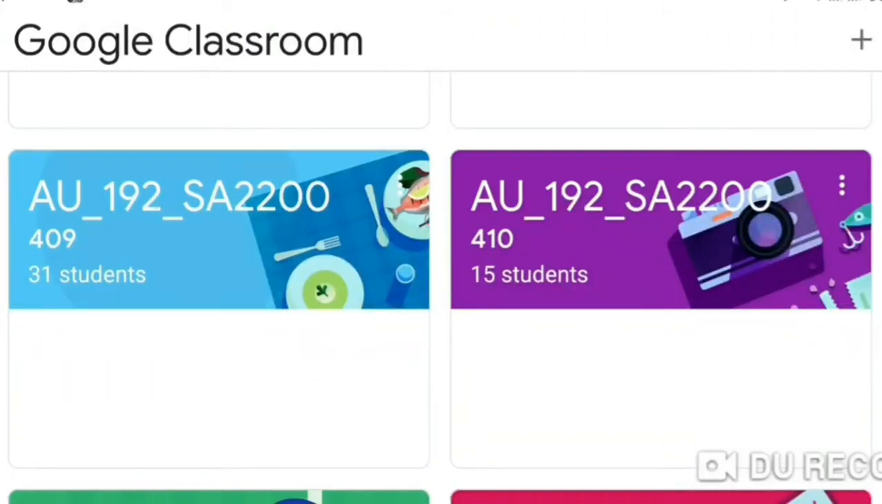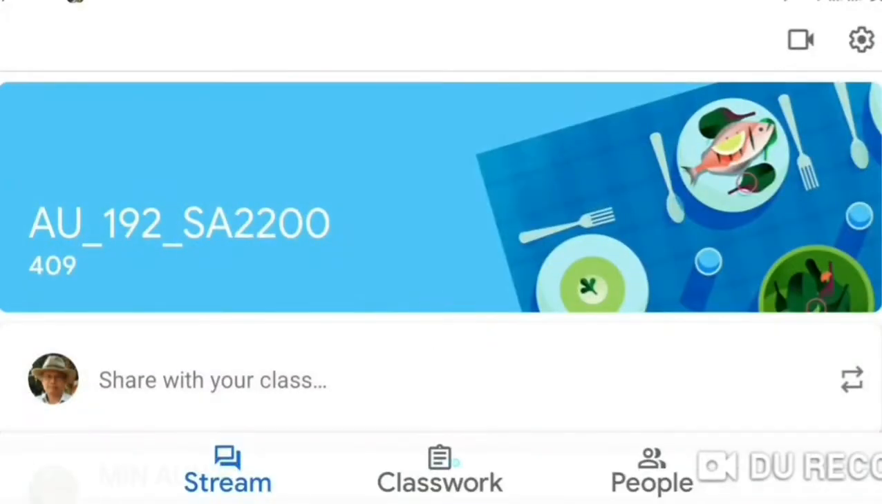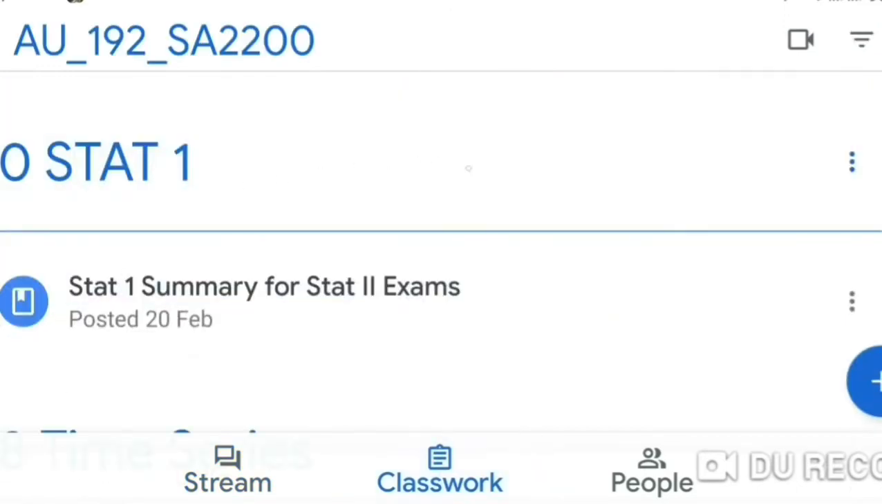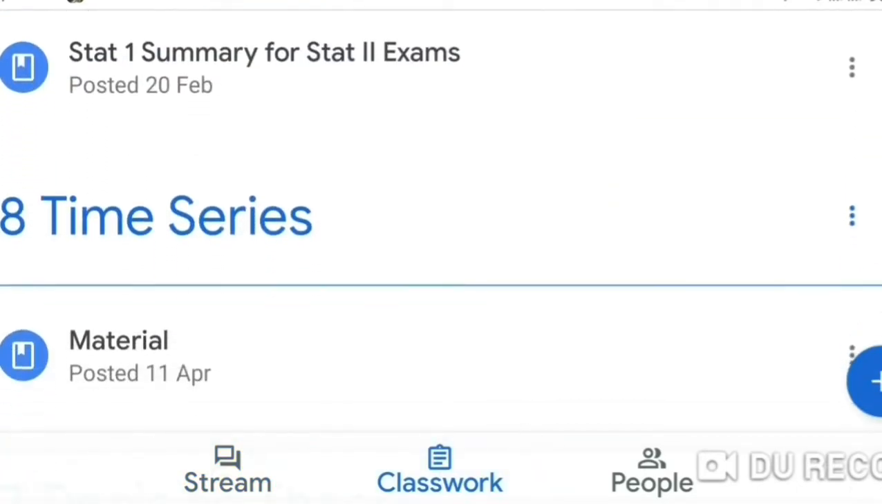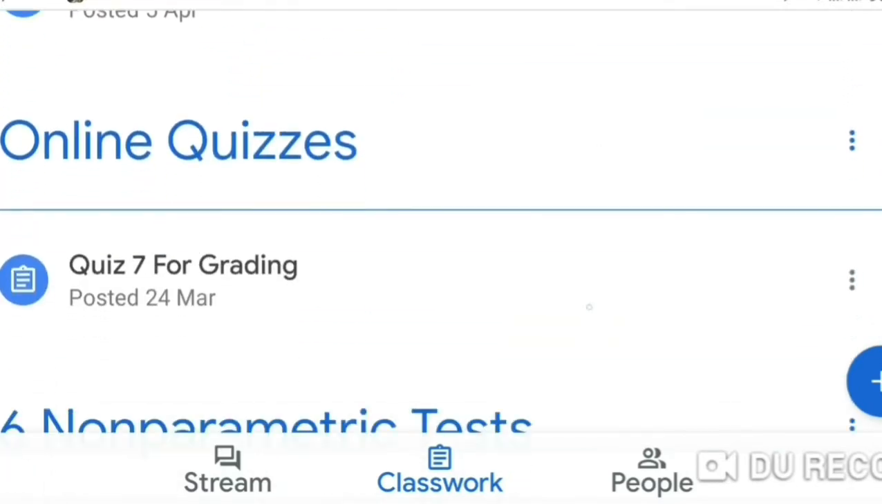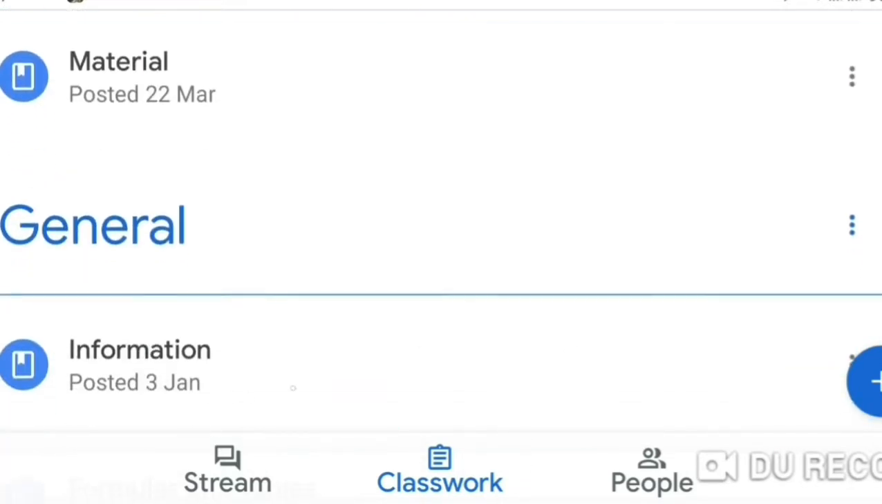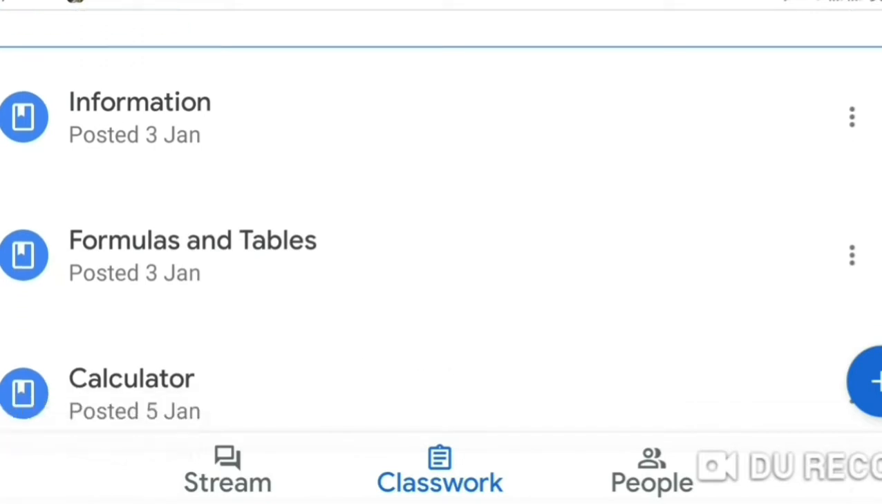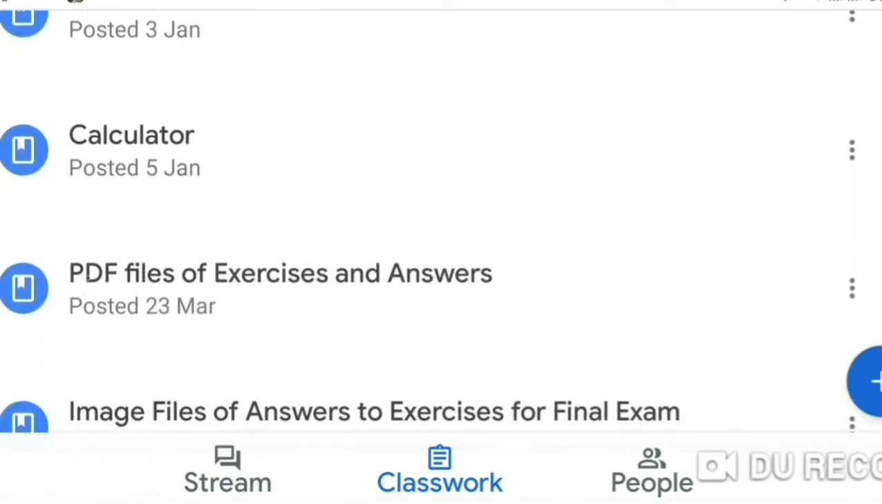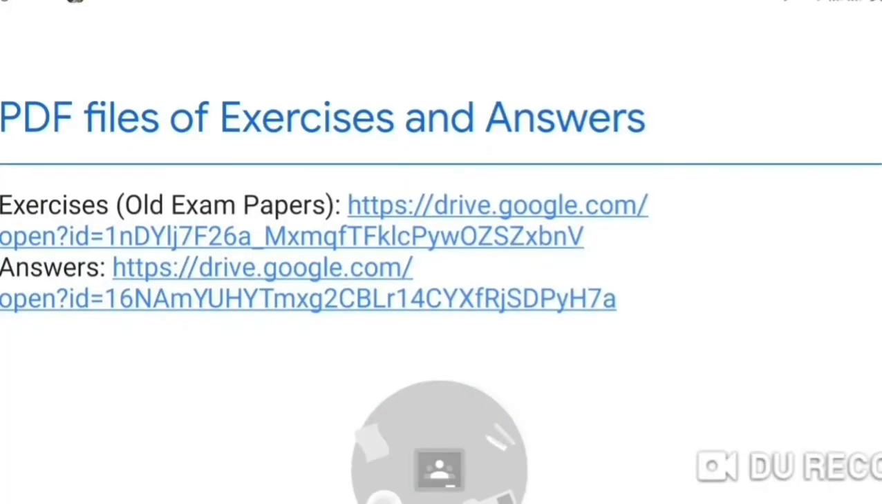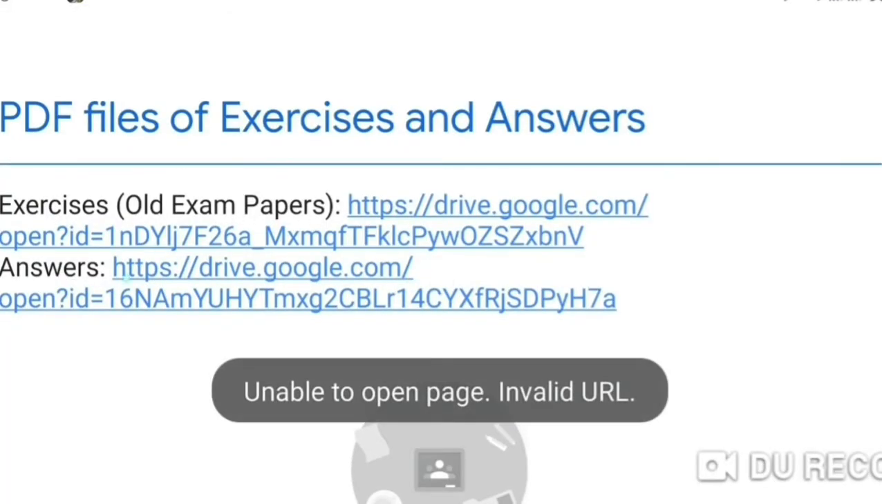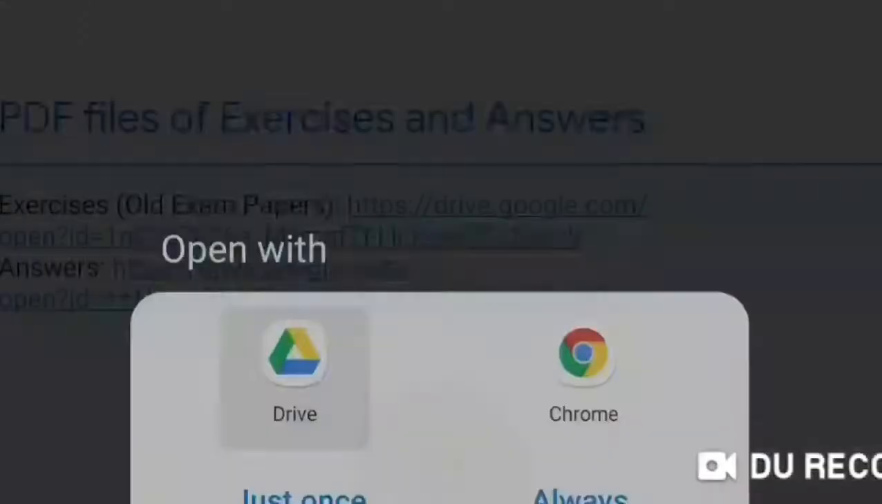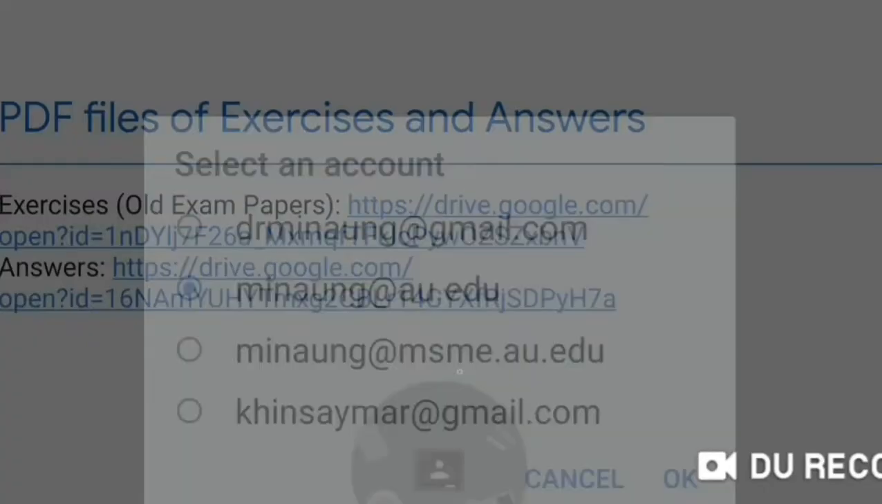Section 409. Classwork. General. PDF files and exercises and answers. Exercises, old exam papers, here answers. Open.